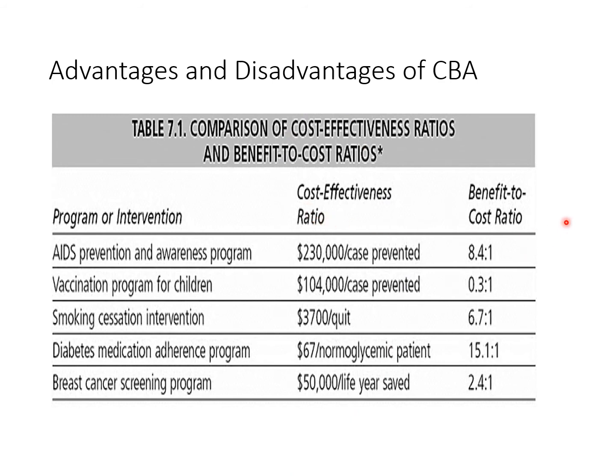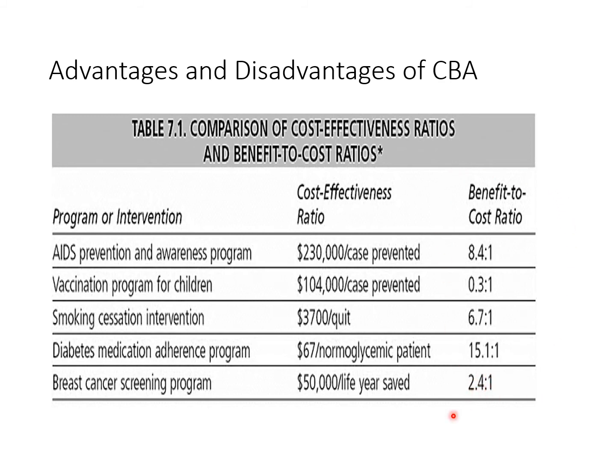Now talking about benefit to cost ratios for AIDS prevention awareness program, we have $8.4 for each $1 spent. For vaccination in childhood, $0.3 per $1 spent. For smoke cessation, $6.7 in return for each $1 spent. In diabetes, $15.1 benefit for each $1 spent. And breast cancer, we have $2.4 in return for each $1 spent.